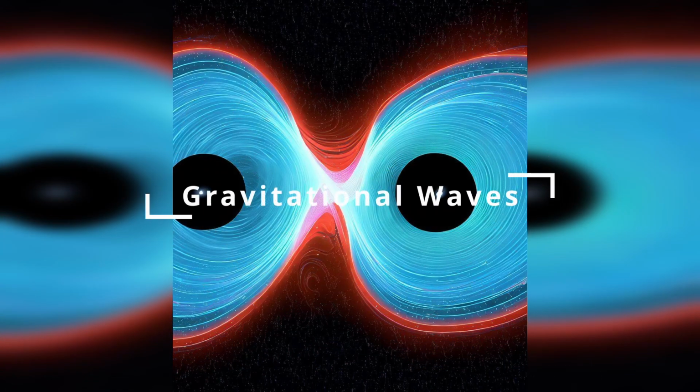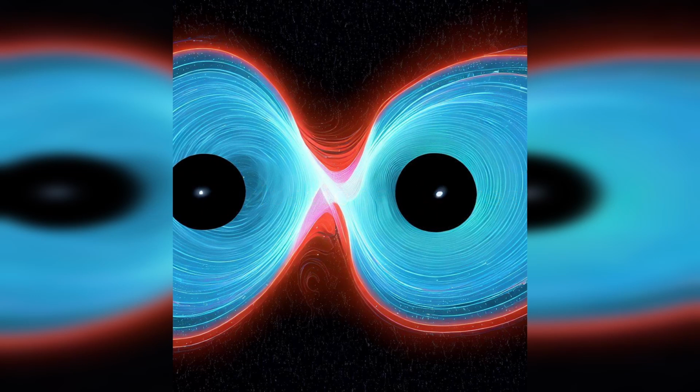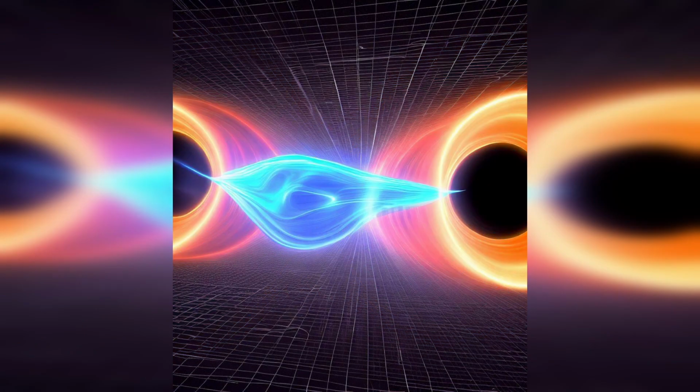Gravitational waves are ripples in the fabric of spacetime that are produced by massive objects accelerating. They were first predicted by Albert Einstein in his theory of general relativity. In 2015, the Laser Interferometer Gravitational Wave Observatory, LIGO, detected gravitational waves from the collision of two black holes. This was the first direct detection of gravitational waves, and it provided a major confirmation of Einstein's theory of general relativity.